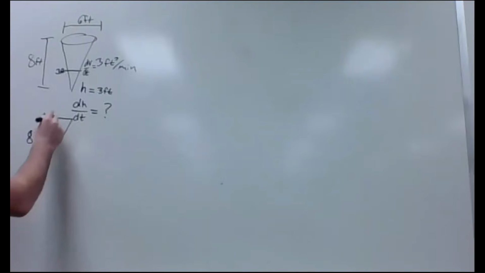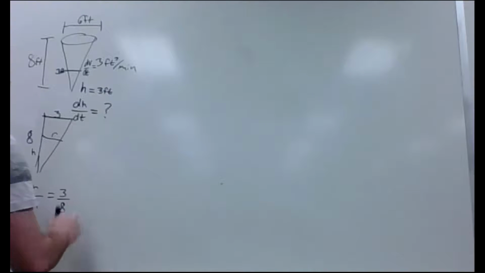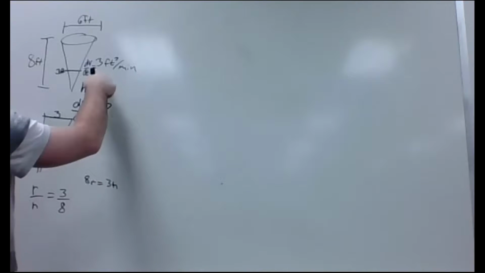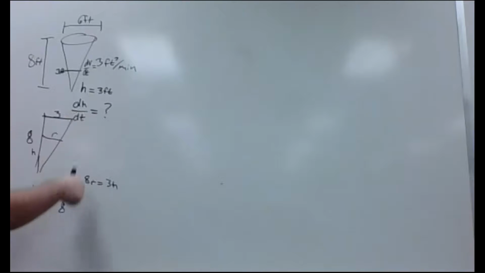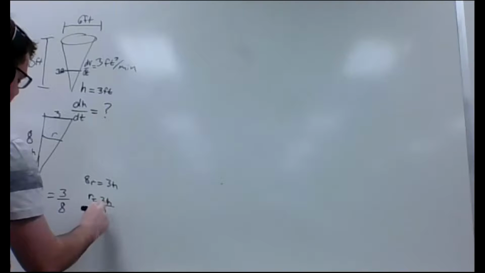Once again, we're going to have to do the triangle relation thing, right? This would be 8 and 6, or not 6, that will be a 3 because it's the radius. And this will be R and H, right? So R over H equals 3 over 8. We want to replace all our R's, so we'll say that R is equal to 3/8 H.